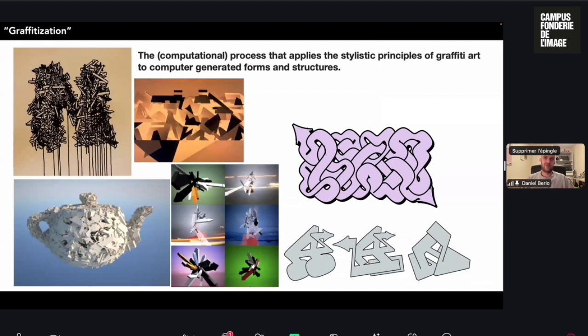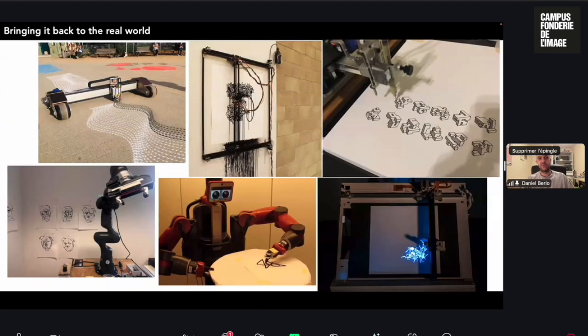And computers have this power, right? Any type of data in, you can transform it and stylize it. So the idea is how can I have this aesthetic in what I'm generating? And another thing that I'm keen on, right? Graffiti is made on surfaces, is made in the real world. And one thing I was always interested in is how can I bring it back to the real world, right?